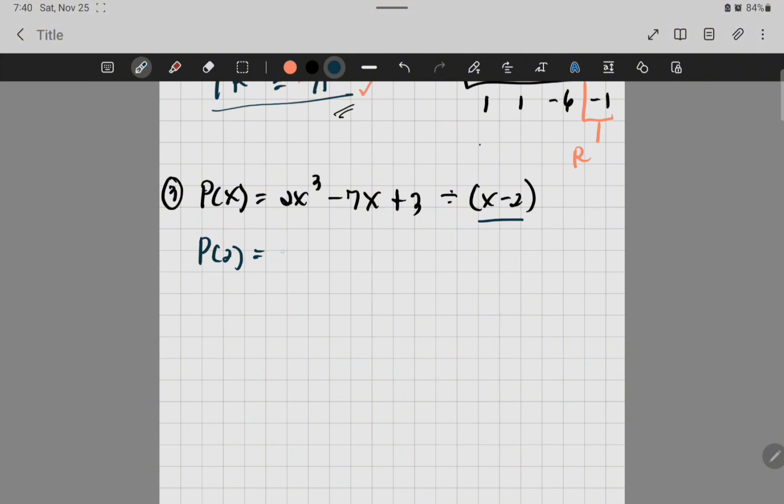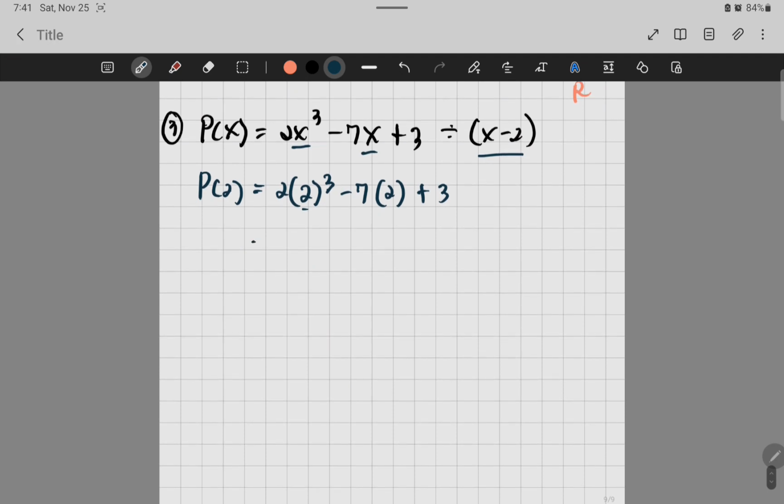So you have here p of 2 is equal to 2 times 2 raised to 3 minus 7 times 2 plus 3. We just replace the value of x with 2. Then you simplify. 2 raised to 3, do the exponent first. 2 raised to 3 is 8. Times 2, that is 16. Negative 7 times 2 is negative 14 plus 3. 16 minus 14 is 2 plus 3, you have here 5.